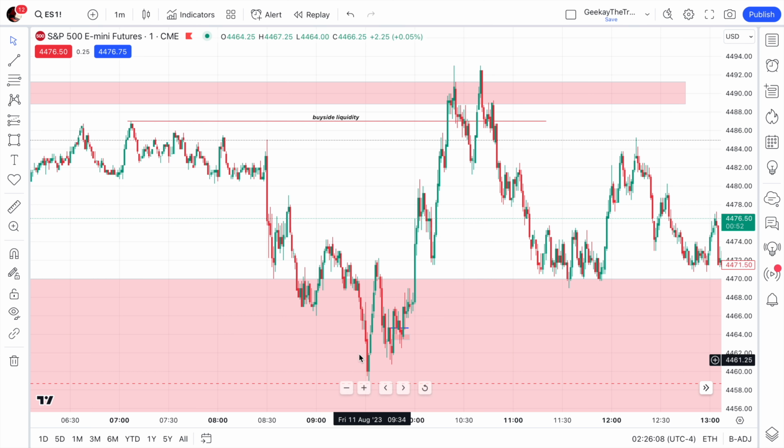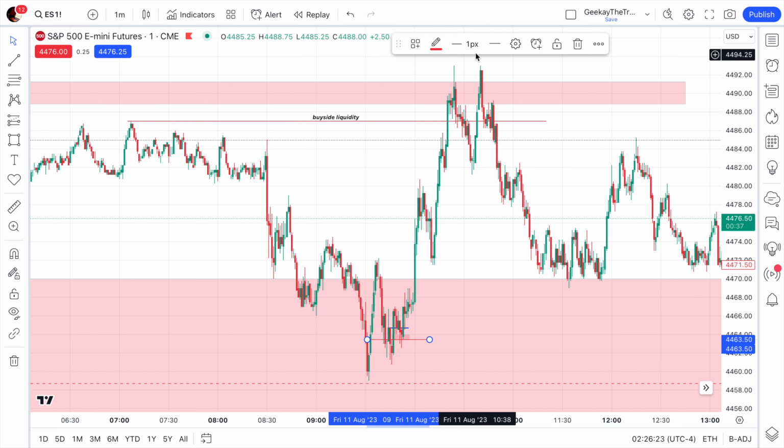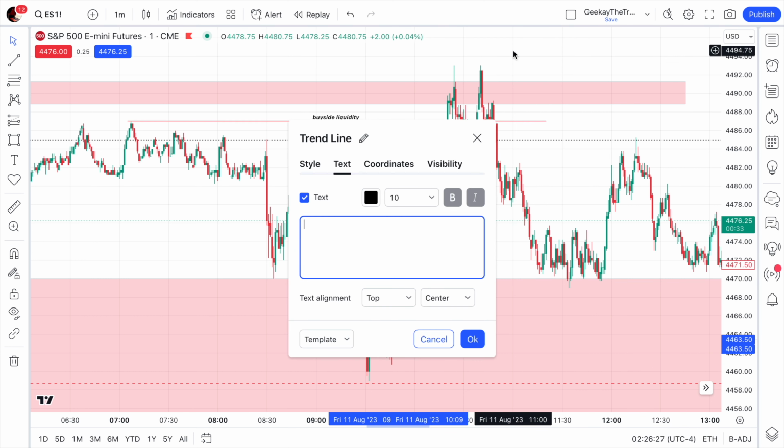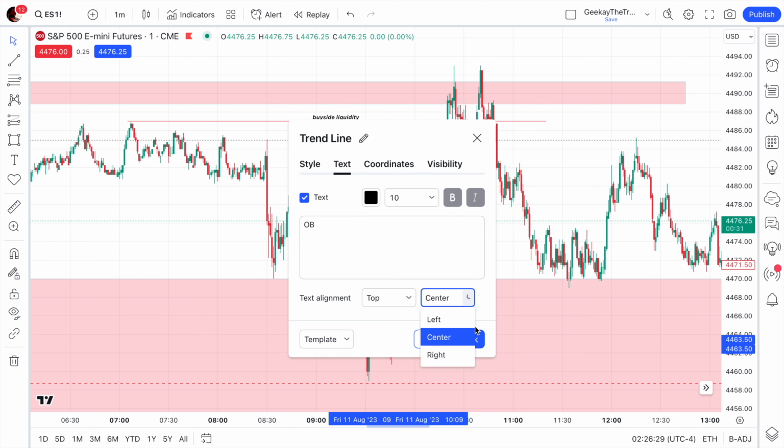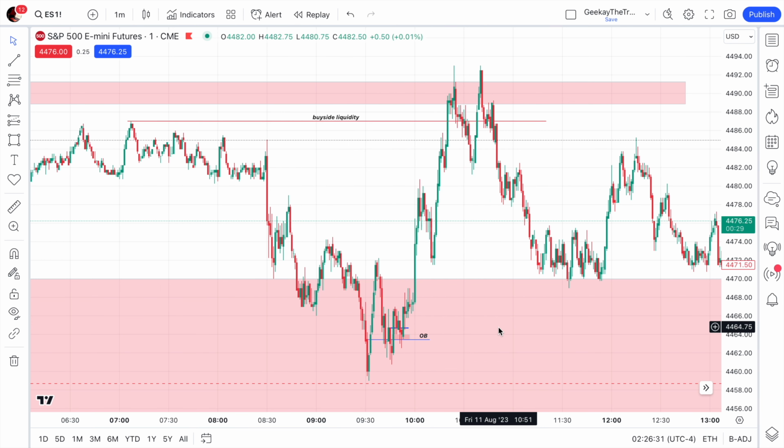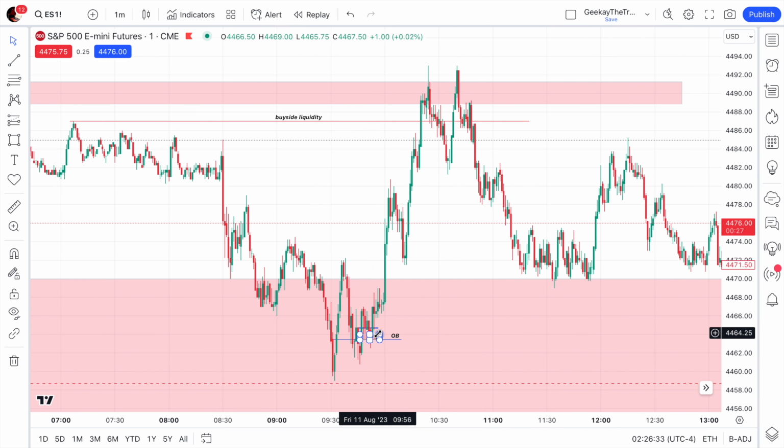Now, we get that initial change in the state of delivery right here. This opening price, once we trade above that, the algorithm will most likely want to refer back to that sensitive price point here, this opening. Boom. So we get that there. And what do we have here?